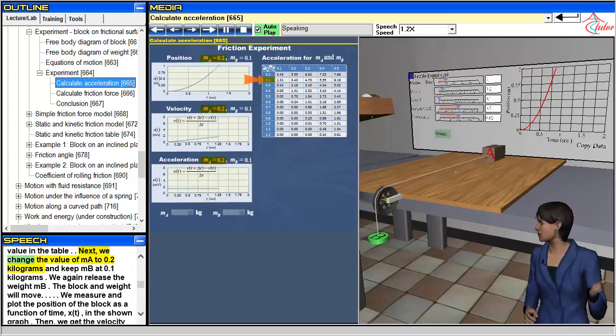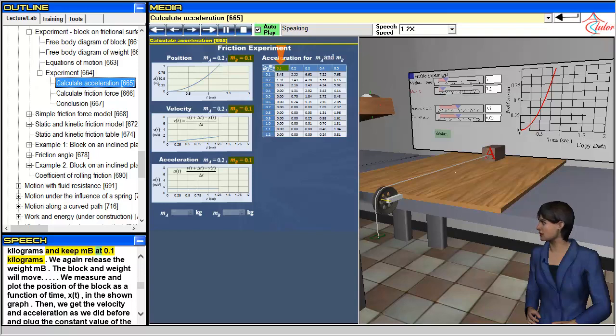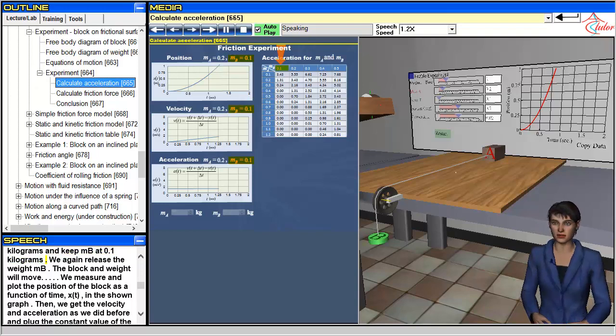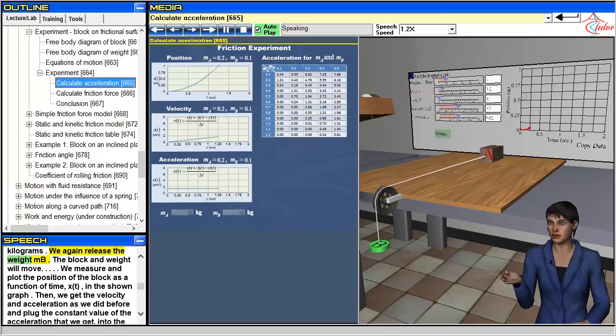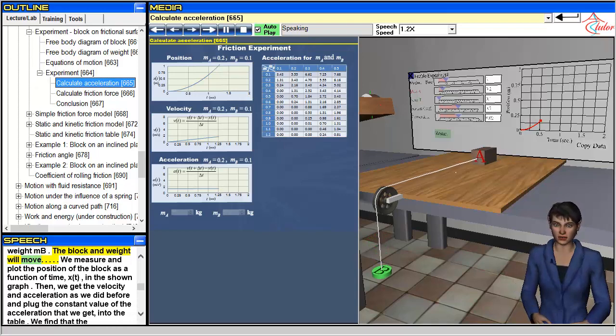Next, we change the value of ma to 0.2 kilograms and keep mb at 0.1 kilograms. We again release the weight mb. The block and weight will move.